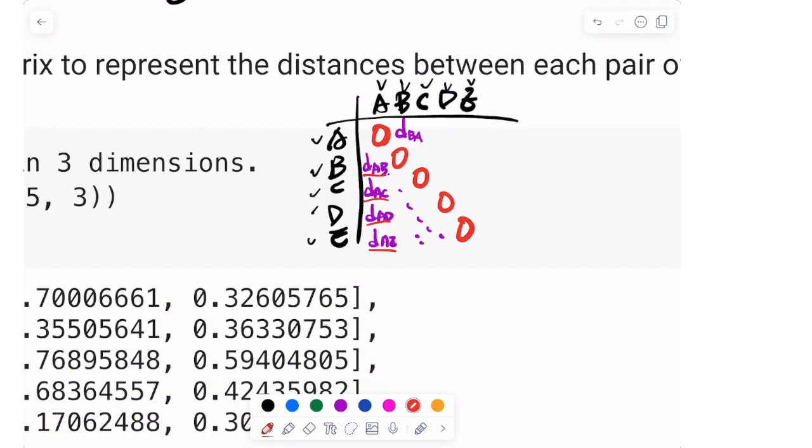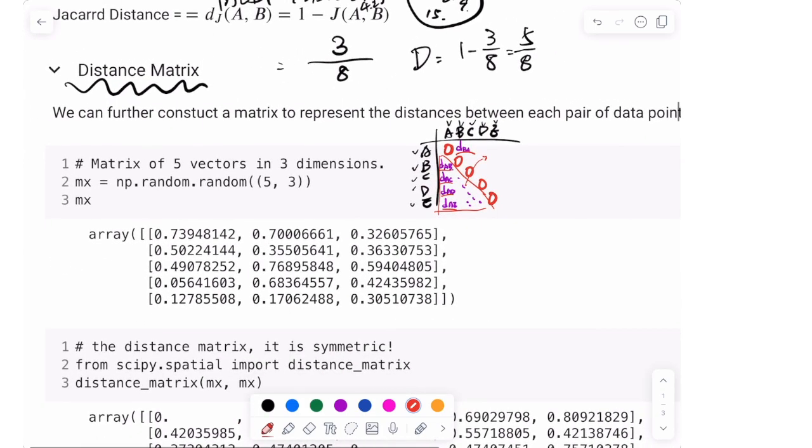And as we mentioned before, because the distance function is symmetric, distance AB and distance BA should be the same value. So you simply need to calculate the value right here, and you just copy the value to the upper side. That is the distance matrix. Some clustering algorithms require calculating the distance matrix first, so sometimes we need a distance matrix.